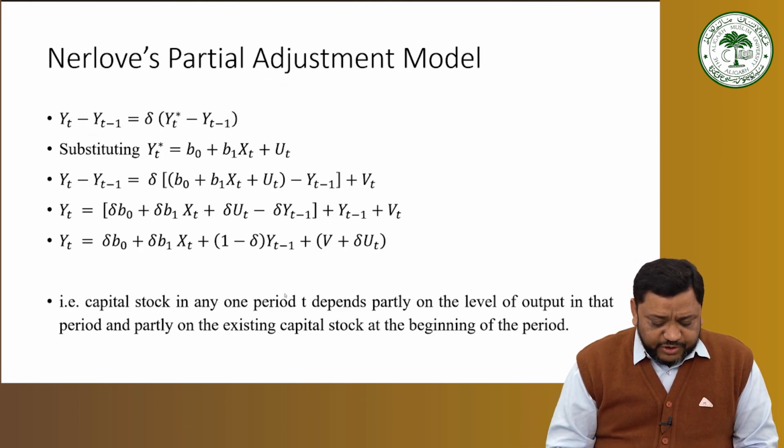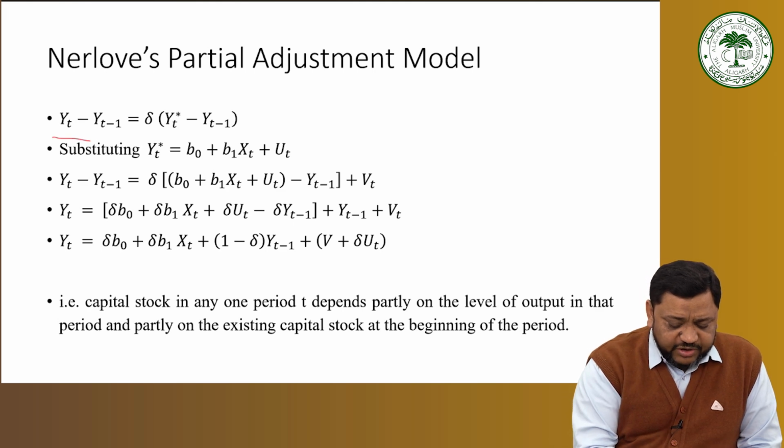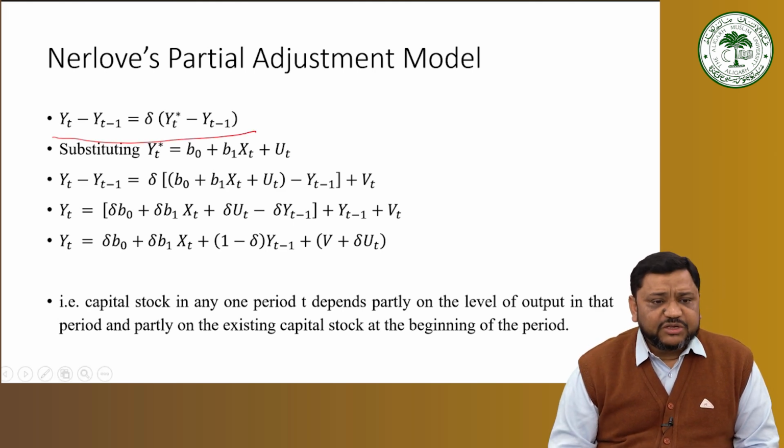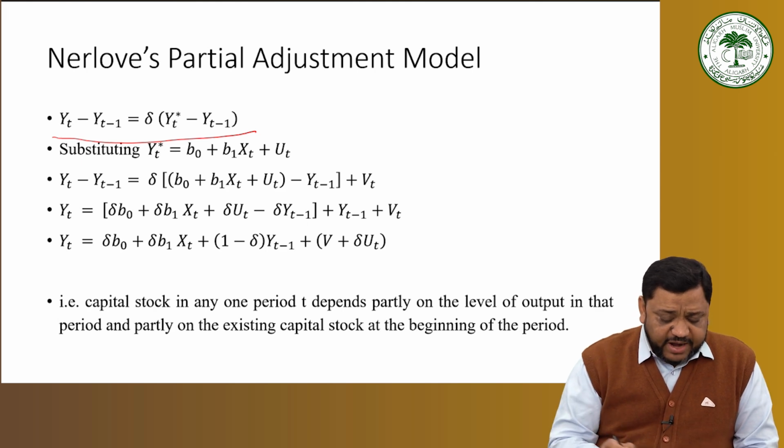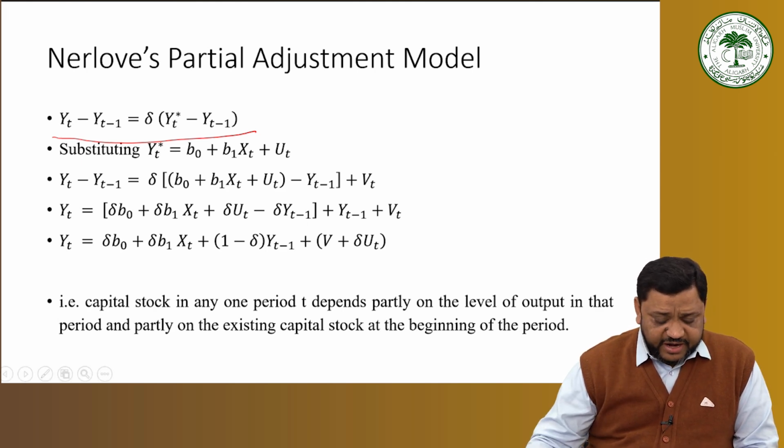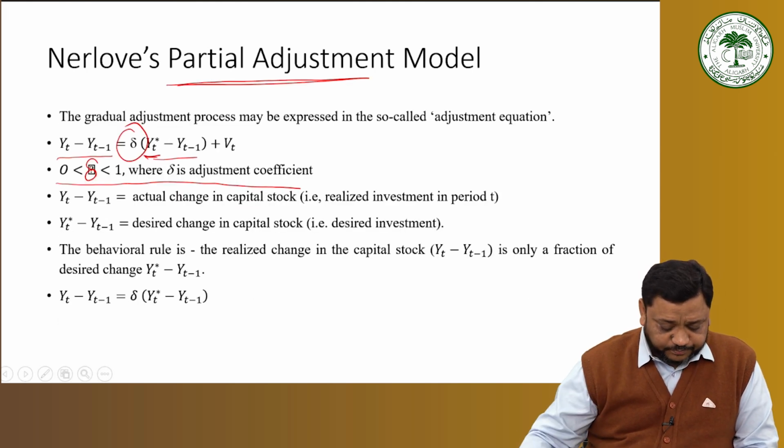So now we have this equation: Yt minus Yt minus 1 is equal to gamma times Yt asterisk minus Yt minus 1. Now Yt asterisk we have defined in our previous case.